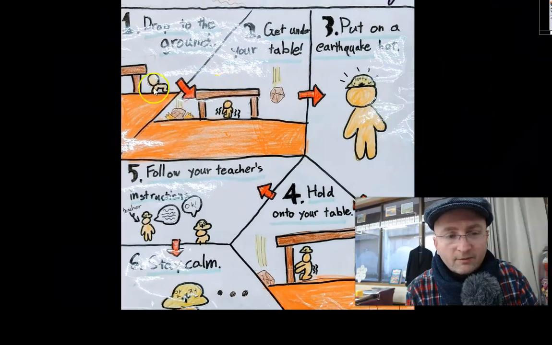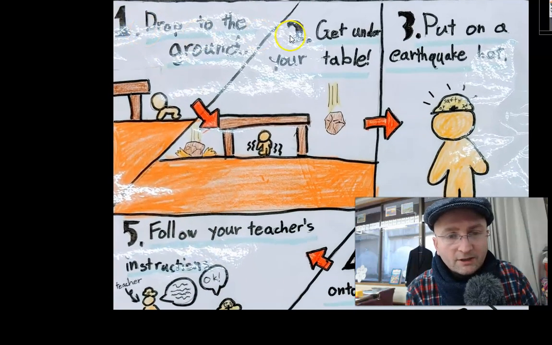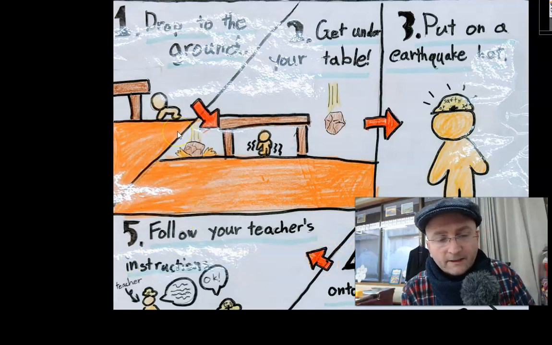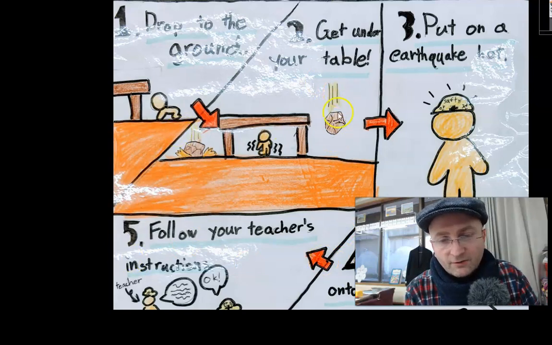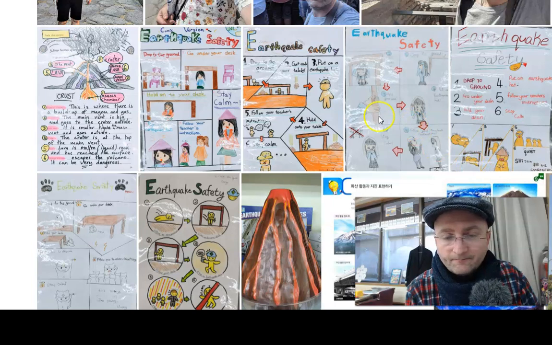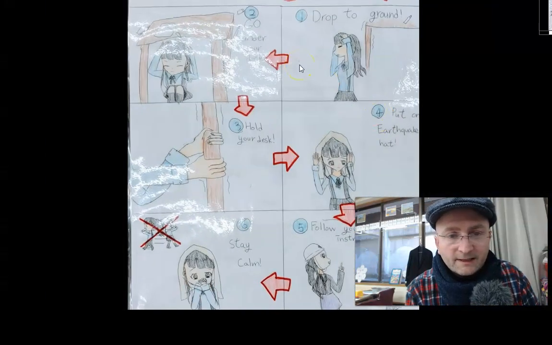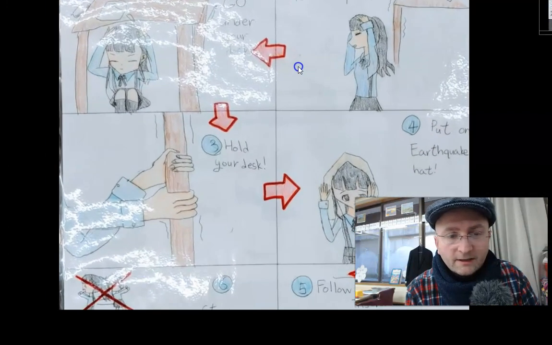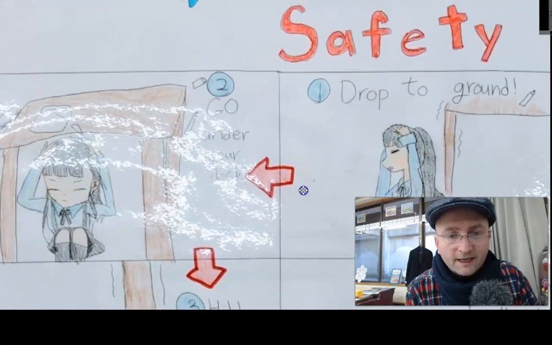Okay, so that's a really good one. Look how they've used the same character all the way through. Look how they've used the clear numbers, 1, 2, 3, 4, 5, 6. Look how they've shown things falling, and that's why we're under the table. Let's take a look at another poster. This poster has the same instructions. They've used a different character.